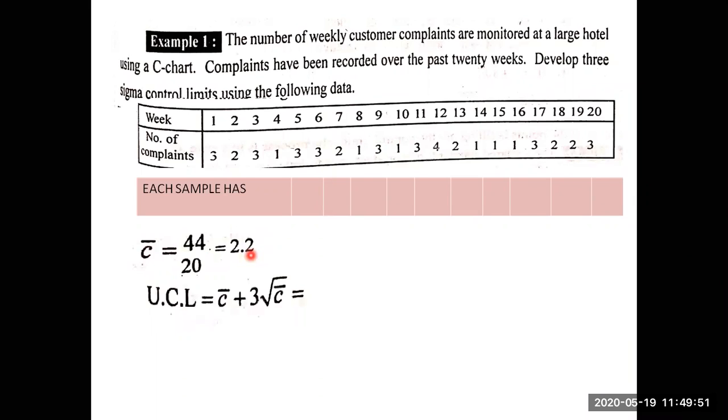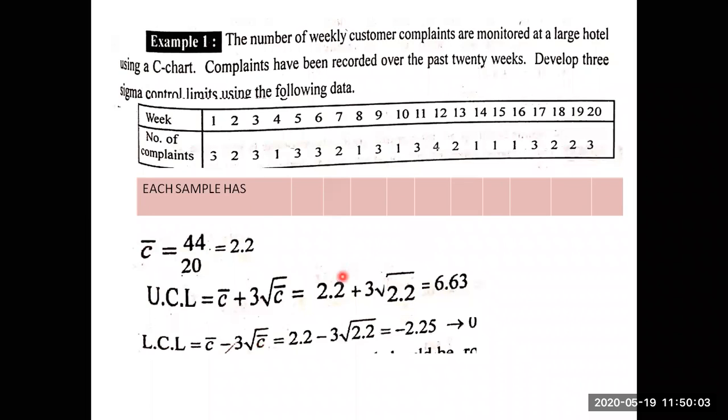Upper control line is C bar plus 3 times root C bar. Just substitute the C bar value and you are going to get the answer. Lower control limit is the same. You have to substitute. Now remember, the lower control limit may be a negative value. If you come across a lower control limit that is a negative value, treat it as 0 only. Remember this point once again: if the lower control limit is negative, always treat it as 0.